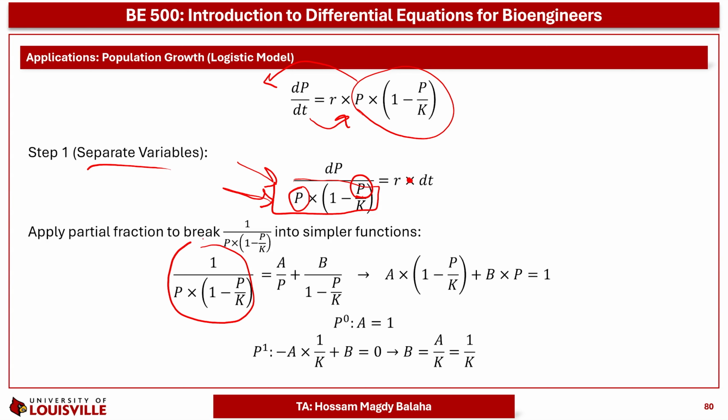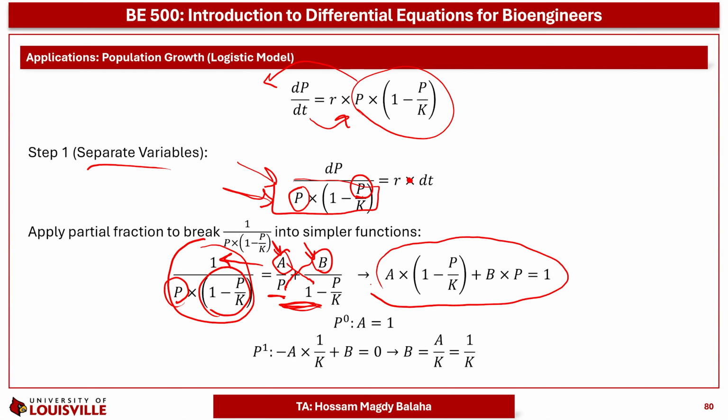So this will be divided into two parts, one that contains p and another that contains 1 minus p over k. So it will equal a over p plus b over 1 minus p over k. We now need to find the variables a and b. So simply construct back a single equation by multiplying a by 1 minus p over k plus b multiplied by p equals 1. Now we have an equation. Try to find the values of a and b.